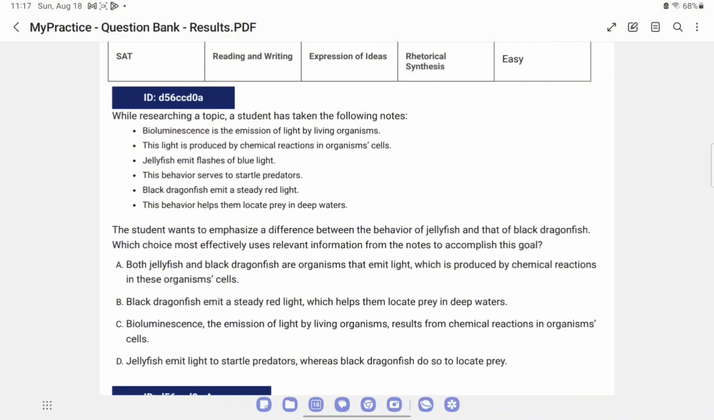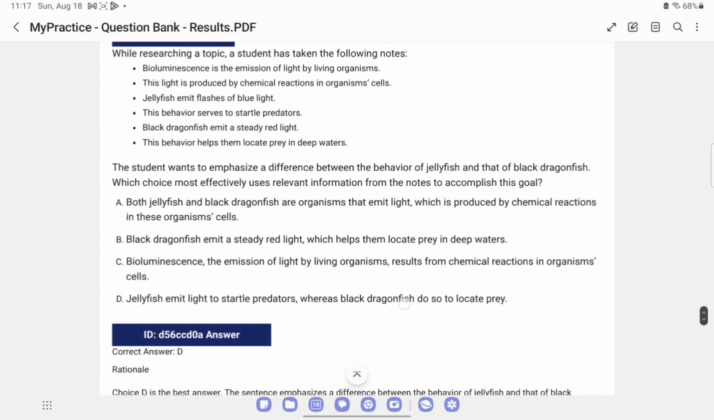Okay? C, bioluminescence, the emission of light by what? Bioluminescence? Was anyone asking about bioluminescence? I didn't think so. We're trying to compare the behavior of two sea animals. Why are you going on about bioluminescence? No. D, jellyfish emit light to startle predators, whereas black dragonfish do so to locate prey. There's a difference between the behavior. Thank you. Because the other ones were a little ridiculous. Like, come on now.